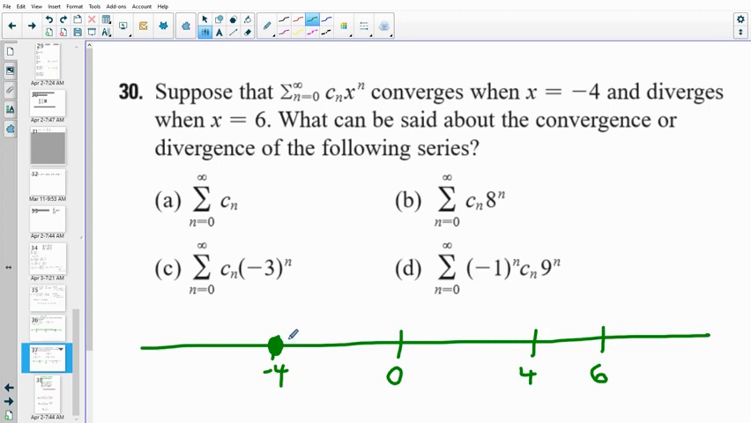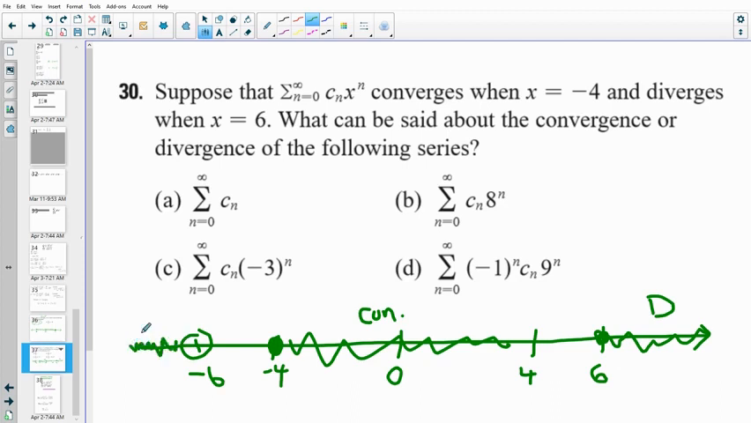And so what that tells me is that everywhere in here, it must converge. And let's see, it diverges when x is equal to 6. So everywhere out here, it's going to diverge, which also means if I'm back here at -6, I'm not sure about the behavior at that point, but I know that since it diverges at x equals 6, the radius of convergence can be no more than 6, which means everything over in that direction is going to diverge also.